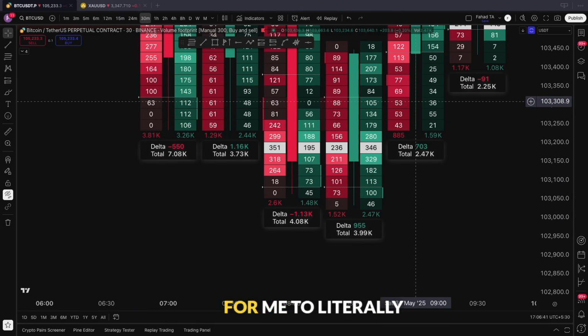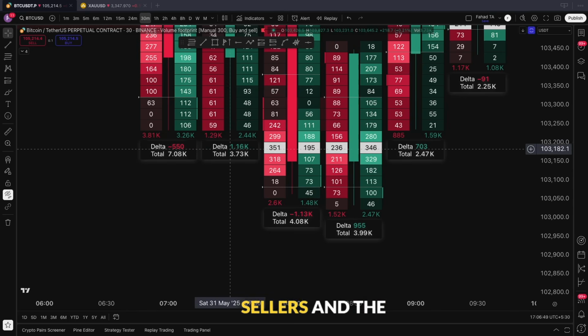All right, so it was that easy for me to literally look at the market makers, what they were planning to do, and I just took the trade with them because they trapped all the sellers and the price just reversed.